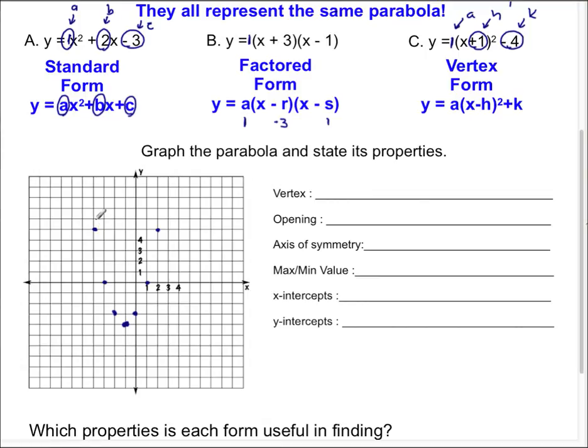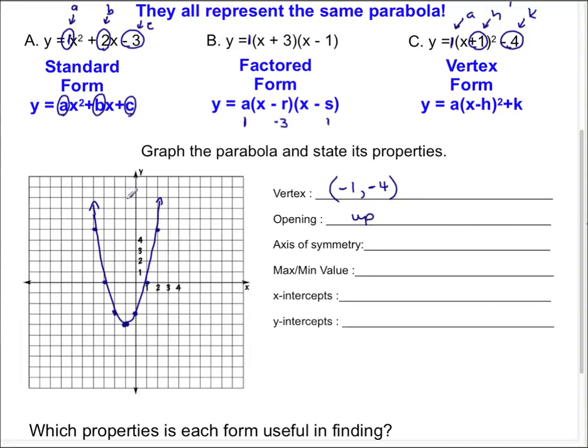And I think that's about the best I can do, so I'm going to try and draw a nice parabola through it. And we want to see what kind of information we get out of here. Well, the vertex is, as we picked out before, (-1, -4). Opening, well, it opens up.